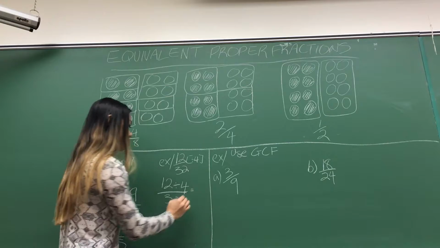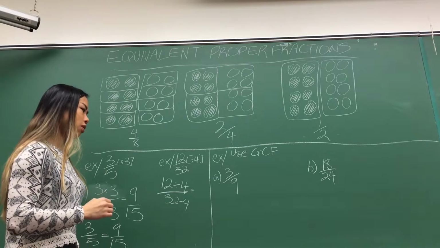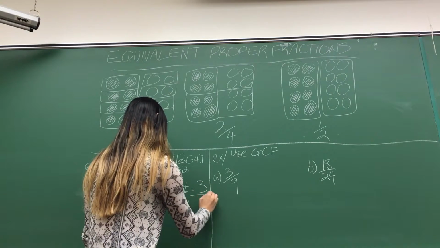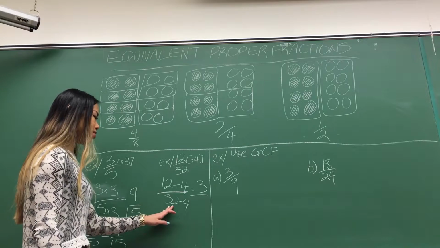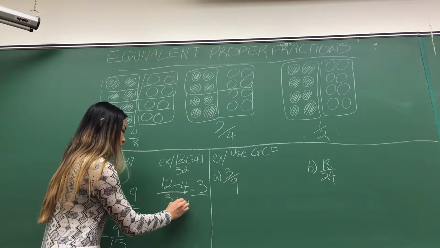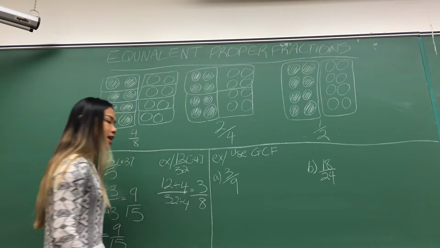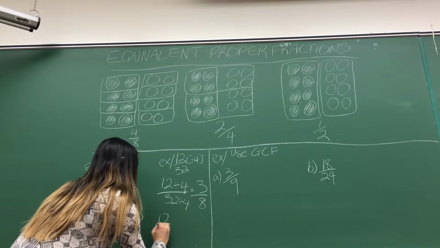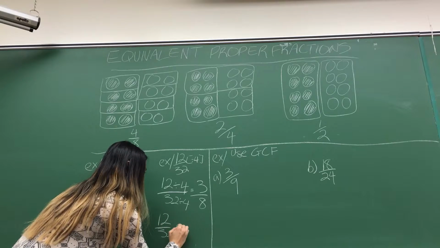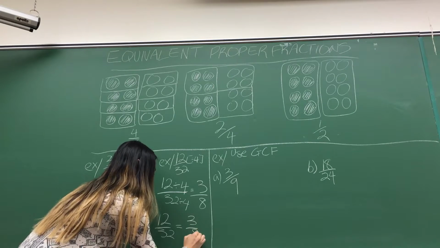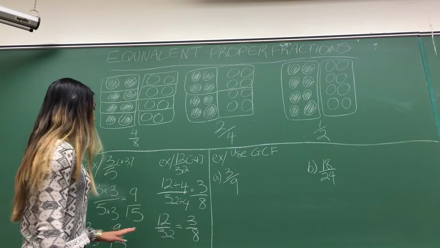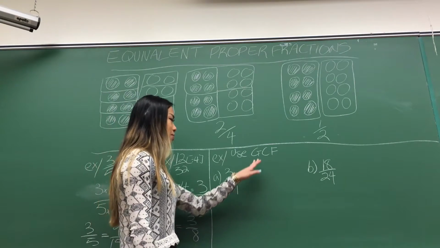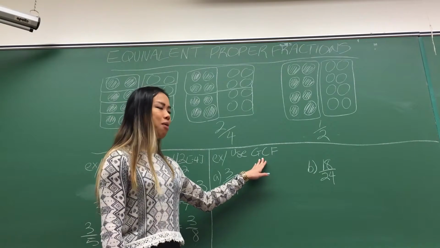Okay, and let's do the division for this. 12 divided by 4 is 3, because 4 times 3 is 12. Okay, and then same for the bottom. 32 divided by 4, that would be 8, because 8 times 4 is 32. So we have 12 over 32 is equivalent to 3 over 8. Okay, well that's all fine and dandy, but I'm not always given what to times by or what to divide by. So what we're going to learn about now is the greatest common factor.